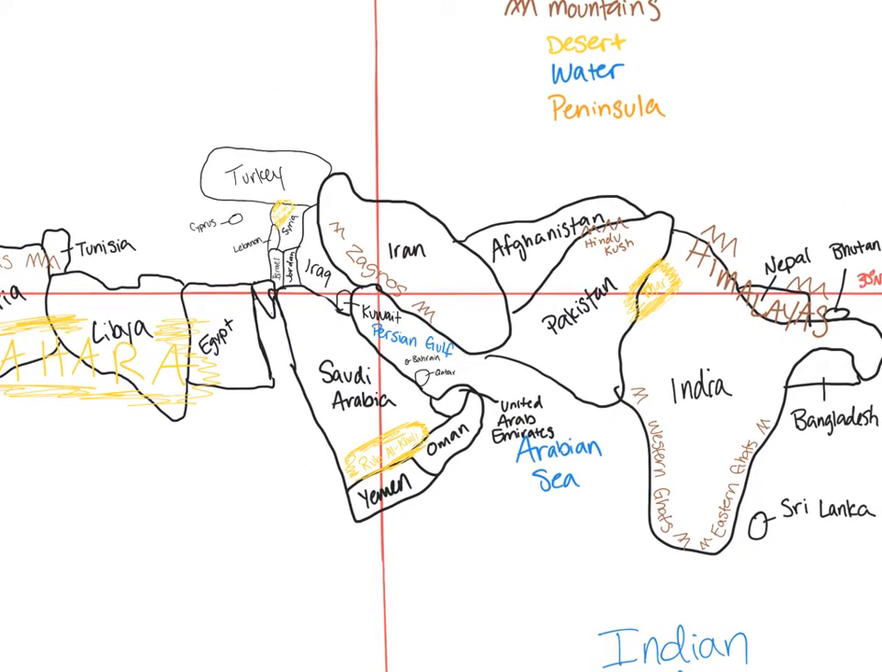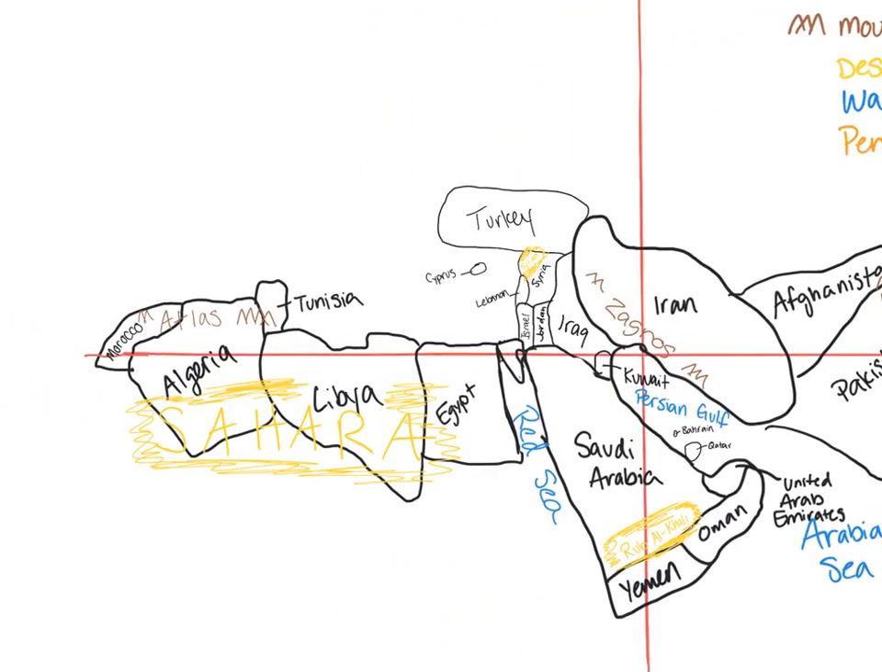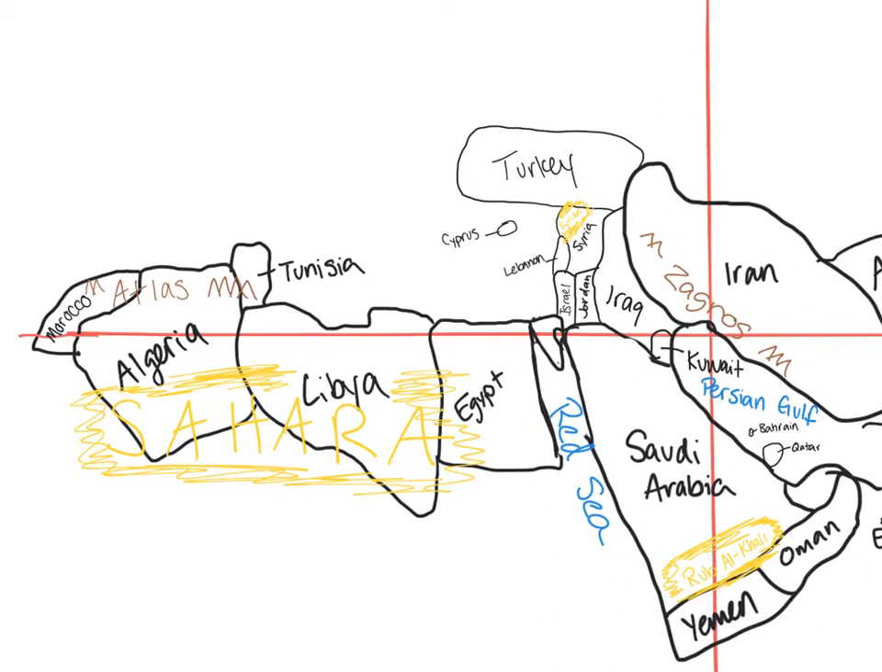The Red Sea is on the other side of Saudi Arabia. Finally, my question was answered. The Red Sea. I like how we're labeling the Red Sea but coloring it blue. And our last sea that we have is the Mediterranean Sea.